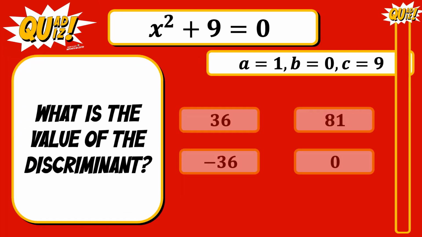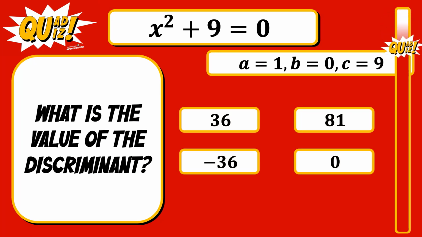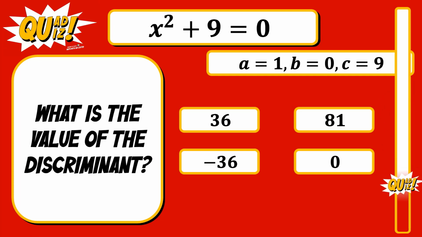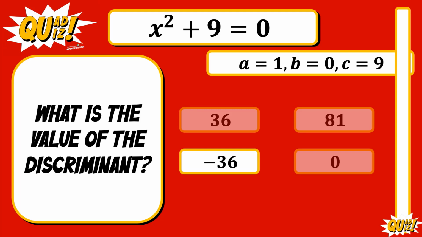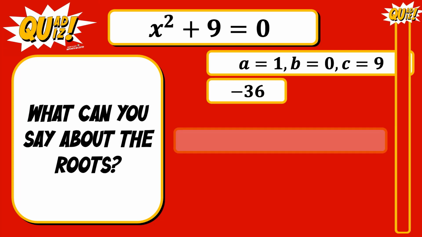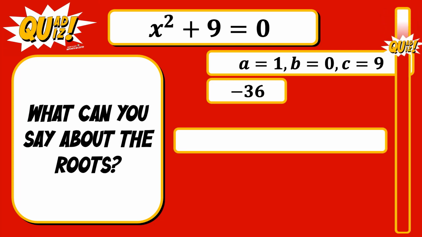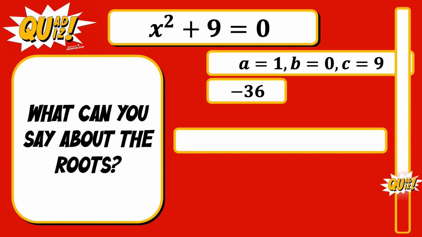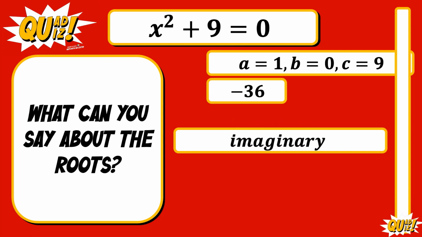What is the value of the discriminant? The answer is negative 36. Last question. What can we say about the roots of this given quadratic equation? The roots are imaginary.